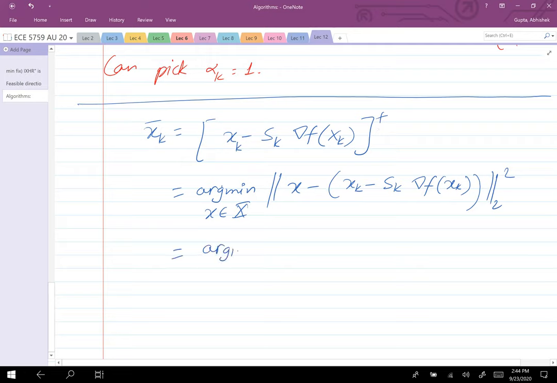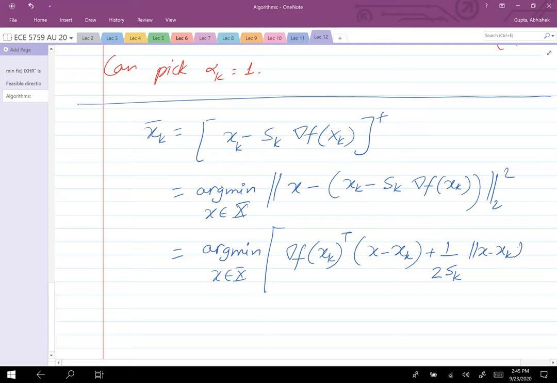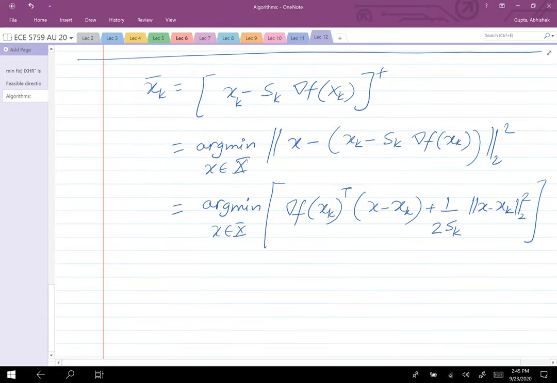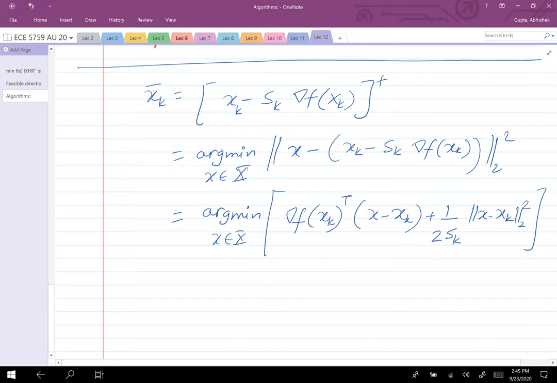And this is equivalent to, after you do some massaging, the argmin over x in capital X of gradient of f(xk) transpose (x minus xk) plus 1 over 2sk times the norm of x minus xk squared. This is again the 2-norm. So this way of picking x bar k is the same as picking x bar k according to this particular optimization rule. I know I'm over time, but I just want to contrast this with the conditional gradient method.